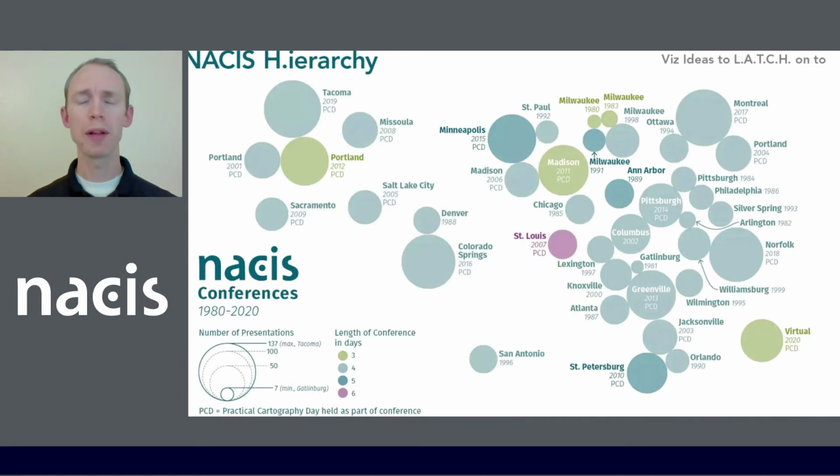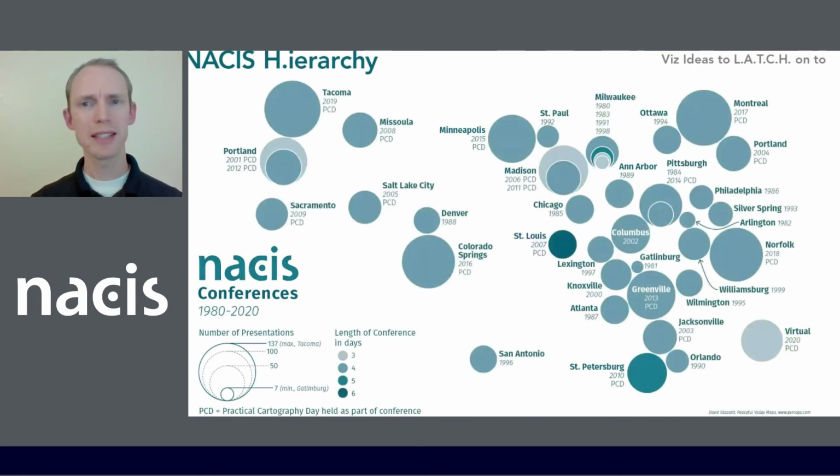Now we pull in some more of those multivariate ones. They're kind of fun to look at and combine some of the different LATCH principles. So we've got location based on where the different proportional circles are. We've got things like the category of the length of conference in days, or hierarchy, depending on how you want to look at it, and the hierarchy of number of presentations.